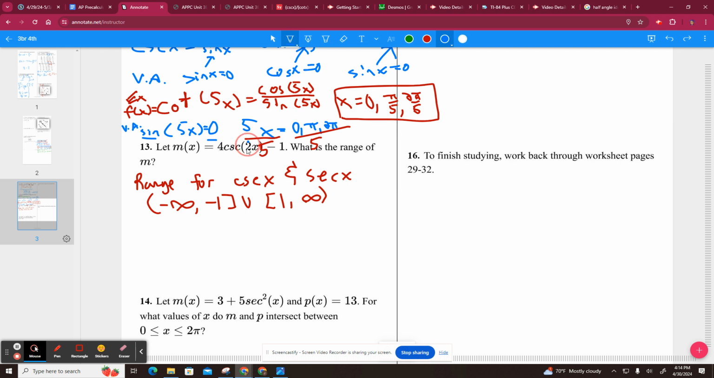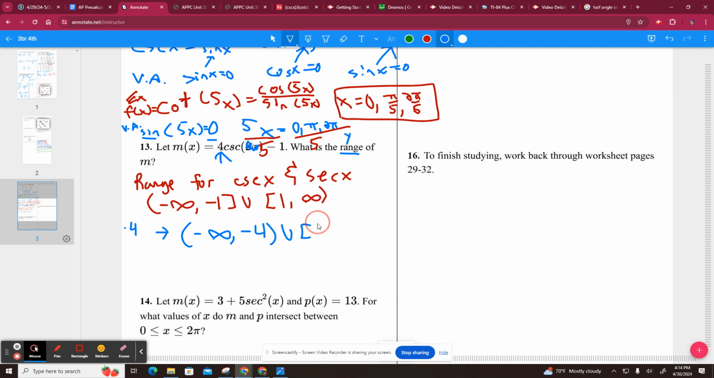So you can ignore the stuff in parentheses because I don't need the horizontal part because range is talking about my y values. The first thing that happens to my range is it gets multiplied by 4. So if I times 4, that's going to give me negative infinity to negative 4.